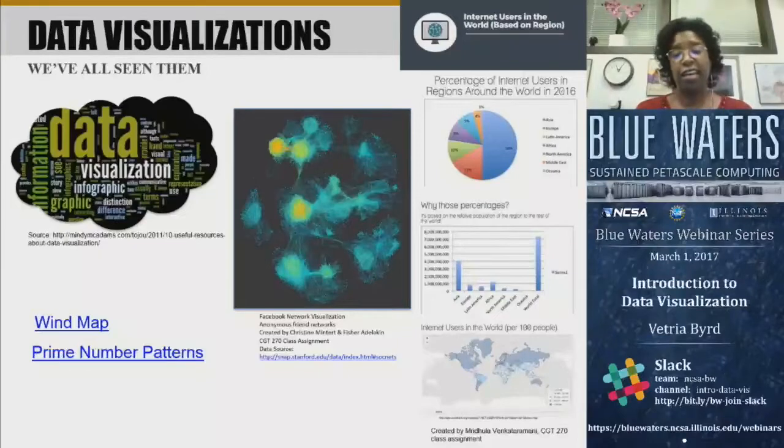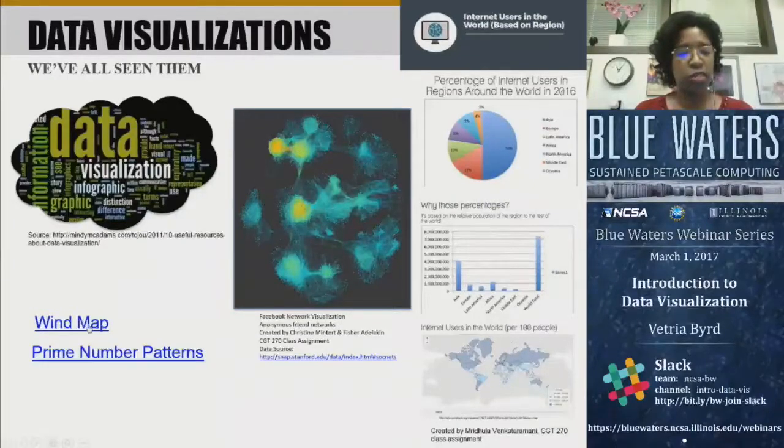Most of us maybe have seen word clouds that you can see on the slide here in the upper left, where the frequency of a word is depicted by size, maybe color, indicating that the larger the word is, the more frequent it was in that particular set of text. We've seen or heard of networks, as you can see in the center of the slide. This particular visualization was actually from the class that I'm teaching now. Our students took some data and created this particular network. And we've all seen pie charts and bar charts and graphs, as you can see on the right-hand side.